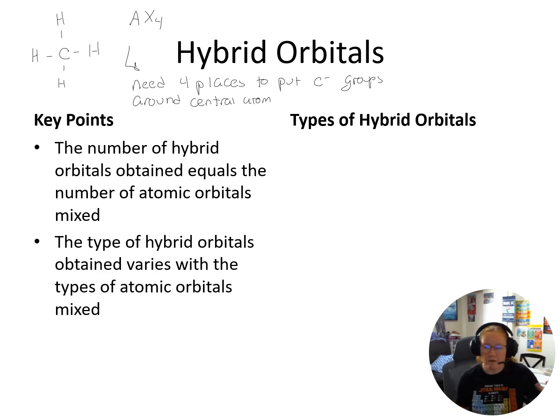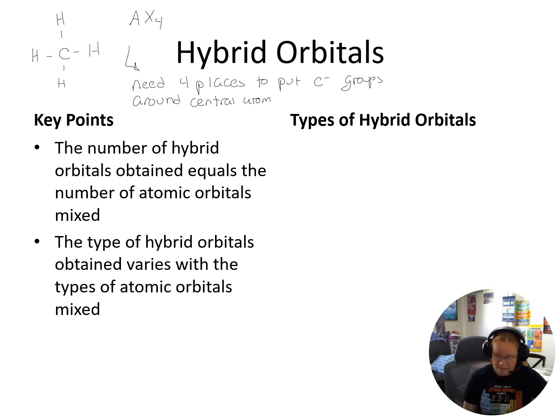Next, the type of our hybrid orbitals is going to vary with the types of atomic orbitals. How many basic molecular shapes did we have? We have linear, trigonal planar, tetrahedral, trigonal bipyramidal, and octahedral. That's 5 basic molecular shapes, where we need 2 places to put things, 3 places, 4 places, 5 places, and 6 places. So we should get 5 different types of orbital hybridization depending on what we're mixing.